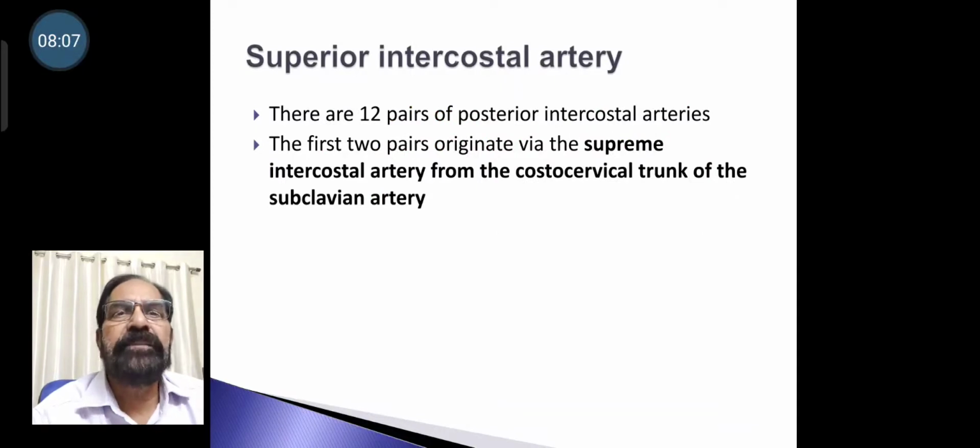Superior intercostal artery. There are 12 pairs of posterior intercostal arteries. The first two pairs originate from the supreme intercostal artery, from the costocervical trunk of the subclavian artery.